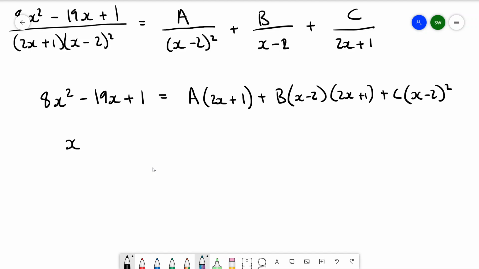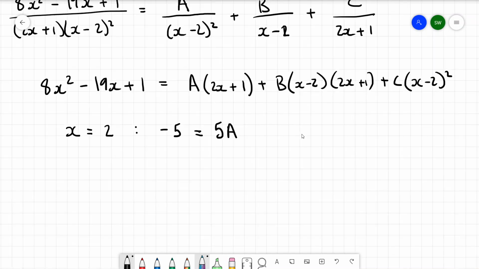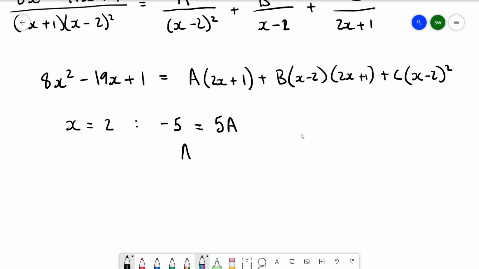So the first substitution that I'm going to do is going to make the x minus 2 bracket 0. So I'm going to let x equal 2. And if we sub in x equals 2, on the left hand side we're going to have minus 5. And on the right hand side, this term will be 5a. And the other two terms will be 0 because the x minus 2 bracket will be 0. So this tells us that a is equal to minus 1.